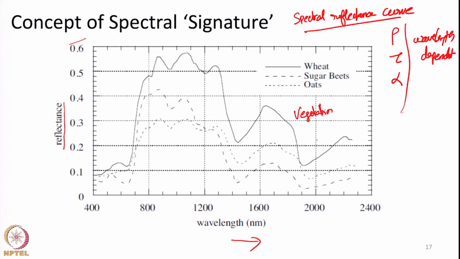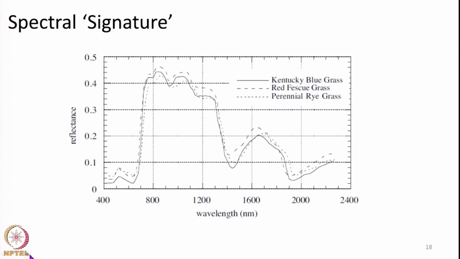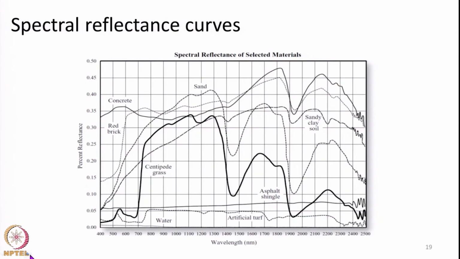Same thing if you look at other features. In this slide, the spectral reflectance curves of different features are given. This small dotted line is for water, this is for grass, again a vegetation, this is for concrete, this is for red brick. So, different features have completely different spectral reflectance curves, and they are almost unique for each feature.